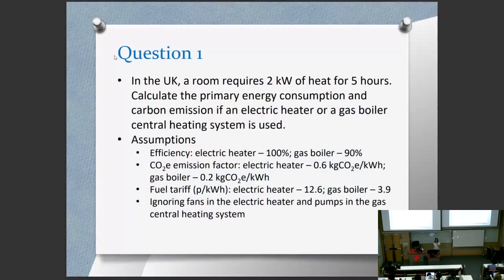So let's study one example. In the UK, a room requires 2 kilowatts of heat, heat energy or heating power. We need 2 kilowatts of heating power for 5 hours. Calculate the primary energy consumption and carbon emissions if an electric heater or a gas boiler central heating system is used.